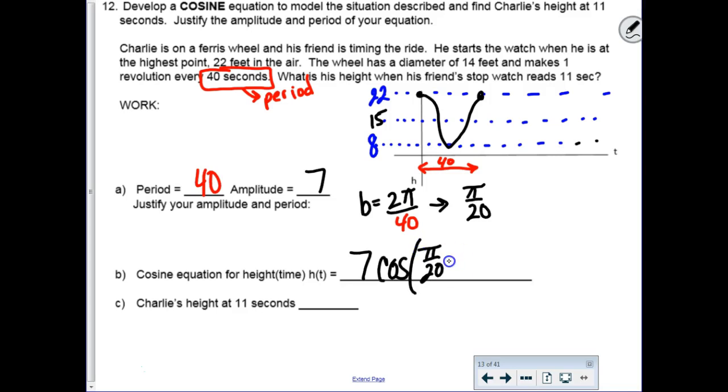There's no phase shift since you're starting at the top. They want you to use t for your variable on this guy, and then plus your vertical shift. This midline is now at a 15. Now the fun part comes up.